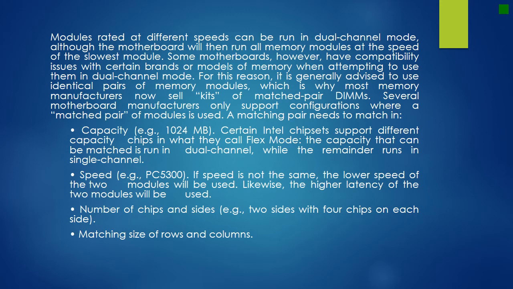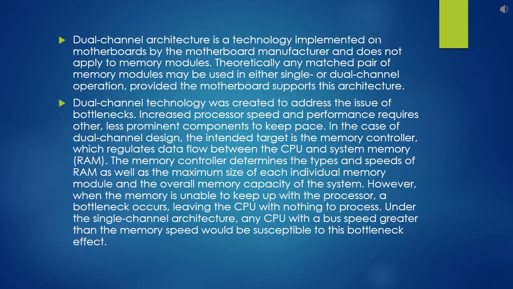So likewise, the higher latency of the two modules will also be used. Next is the number of chips and sides. For example, we have two sides with 4 chips on each side. And then the last one is the matching size of rows and columns.